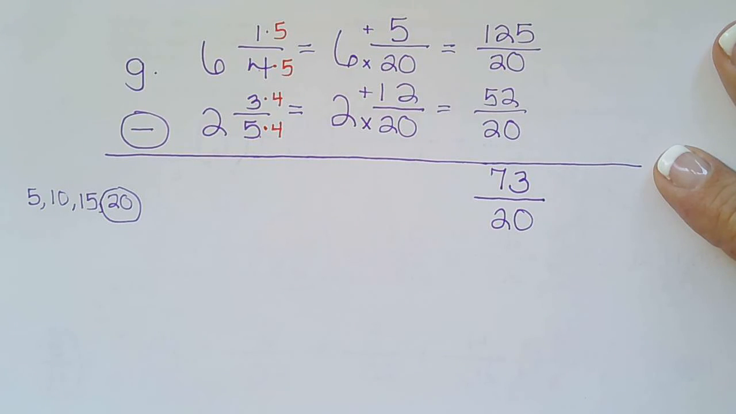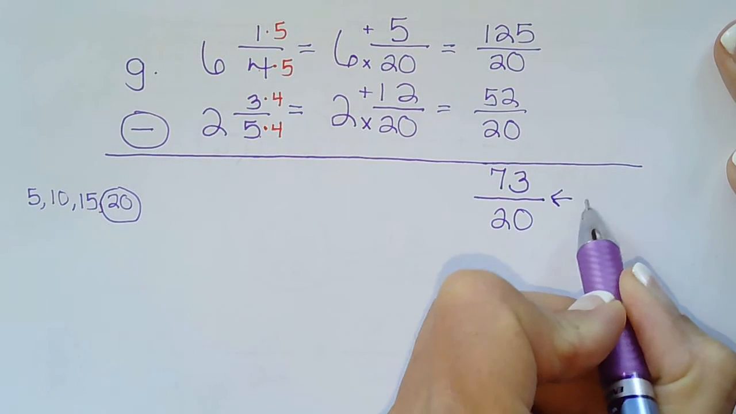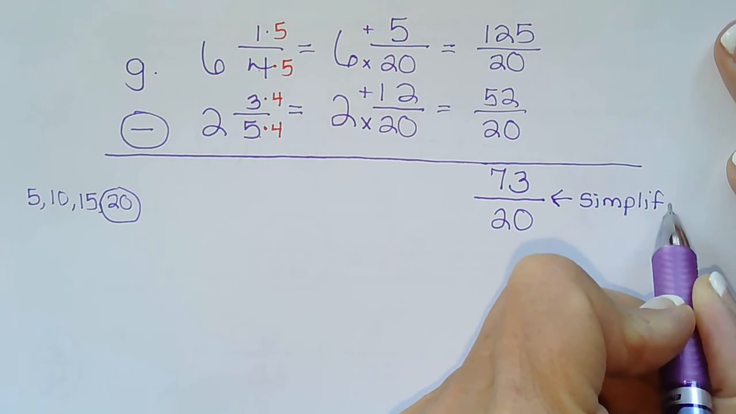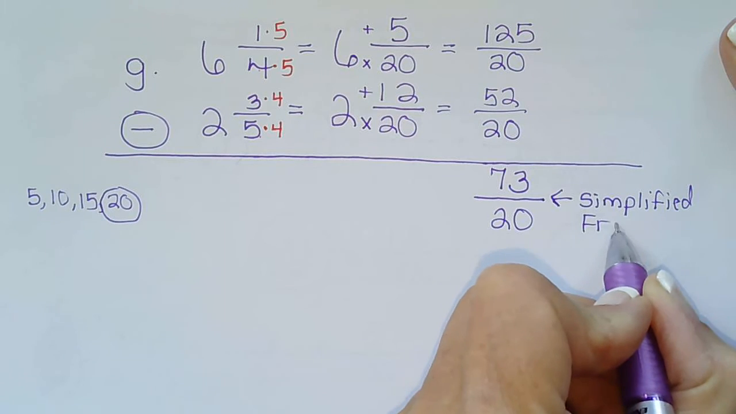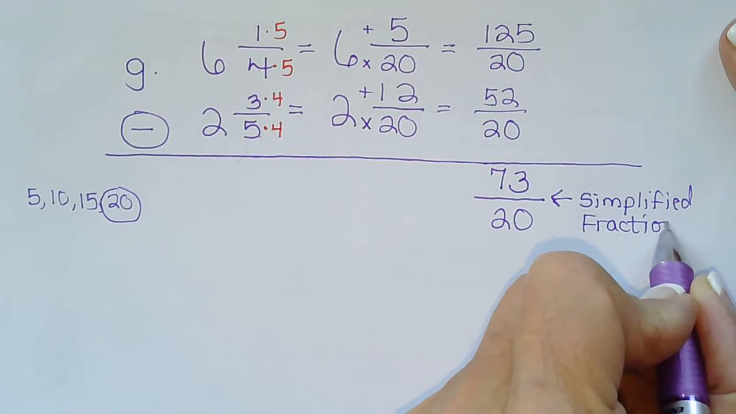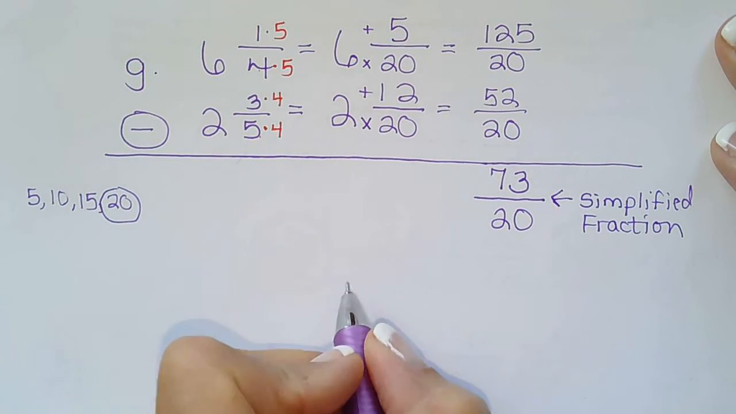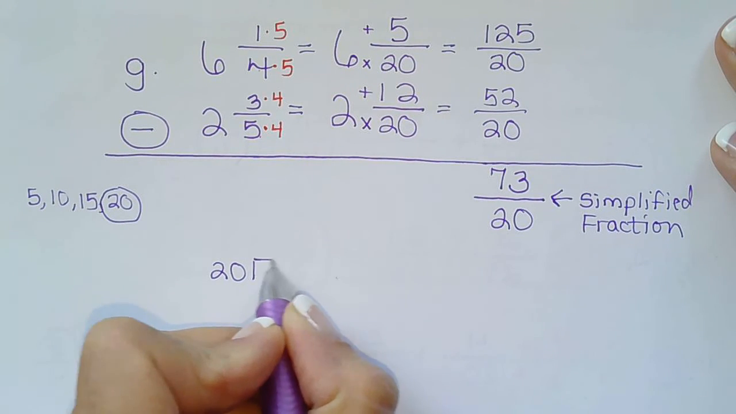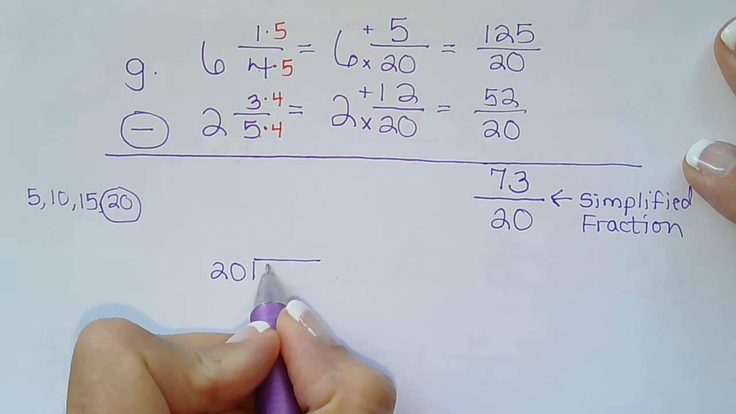Not bad, right? Now, if they said write a simplified fraction, you're done. That is a simplified fraction. 73's prime. Simplified fraction. So if the directions just say subtract or they say write a simplified fraction, that's what you would write. But if the directions want a mixed number, then we have to take the denominator and divide it into the numerator.